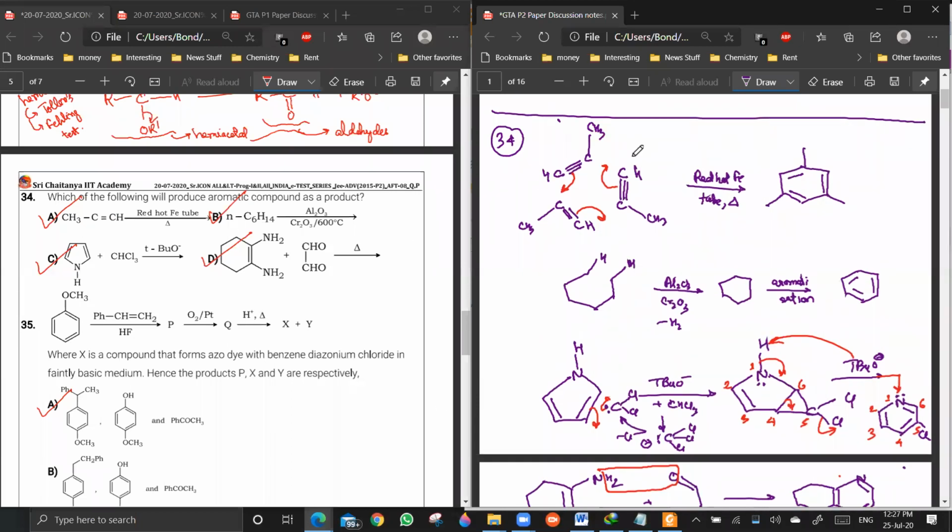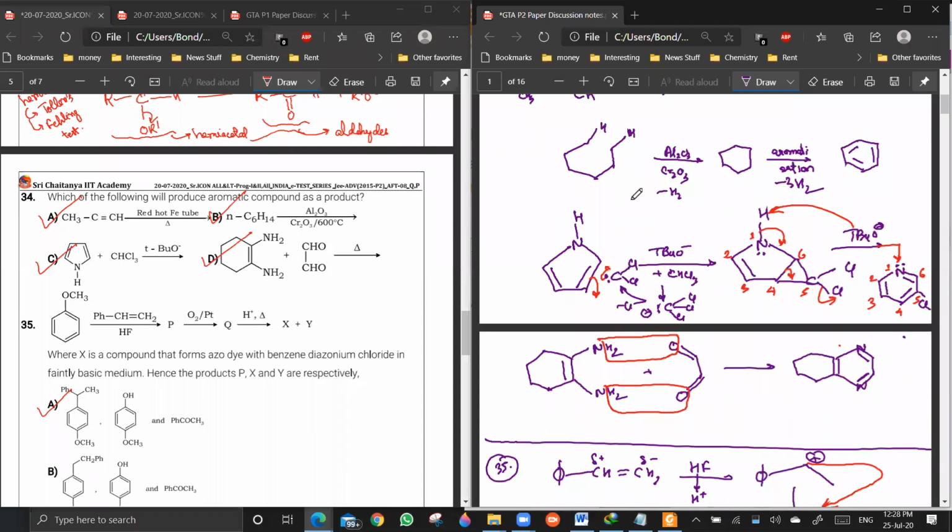First option: if you take a red hot iron tube and acetylene or any alkyne, you get cyclic polymerization. You will get mesitylene in this case, which is an aromatic compound. In the second case, if you have normal hexane and you use Al2O3 and Cr2O3, first you get a cyclic hydrocarbon, C6H12, and H2 goes up, and then it undergoes further loss of 3H2 and aromatization. Are you getting my point?